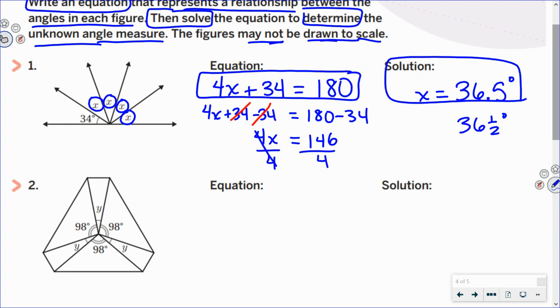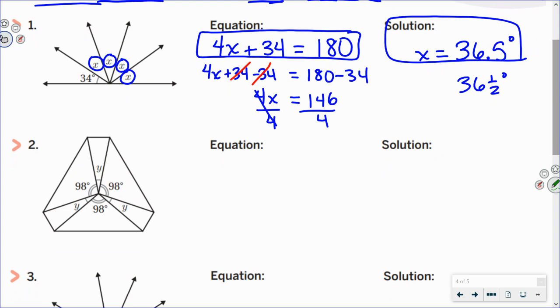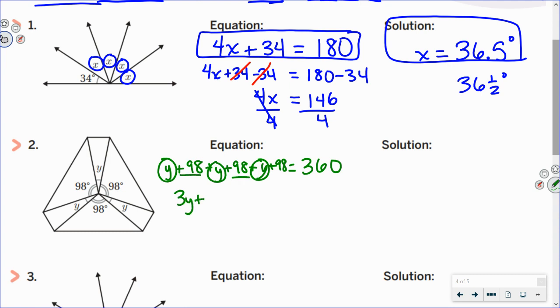All right, now this one I found fascinating. I don't see any vertical angles. I don't see any complementary angles. I don't see any supplementary angles, but it's interesting that if I look at all those angles together, they go completely around in a circle, which many of us realize is going to equal 360. So if I were to add y, 98, another y, 98, another y, another 98. Now you can take this one of 2 ways. You can either put the 3 y's together, 3 y's and 3 98s.